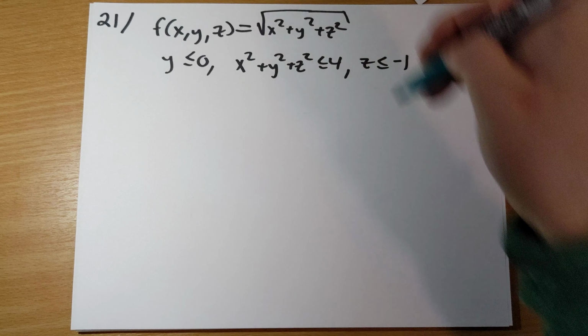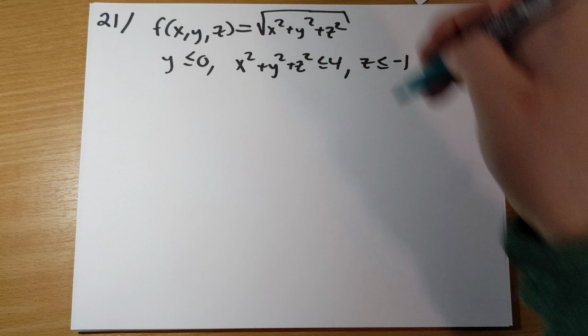Why do spherical coordinates make sense here? Well, one reason is that the integrand is just rho in spherical coordinates. That's really nice. And this condition shows that rho squared is less than or equal to 4, so rho is less than or equal to 2 here.